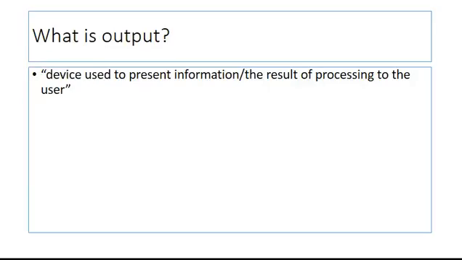So output can be described as a device used to present information or the result of processing to the user. If you think about your input, when you're typing in a letter or clicking on something, the output is you being able to see what's happening. For example, if you double click on Google Chrome, it loads up. The process is something happening, the CPU having to do some form of thinking.